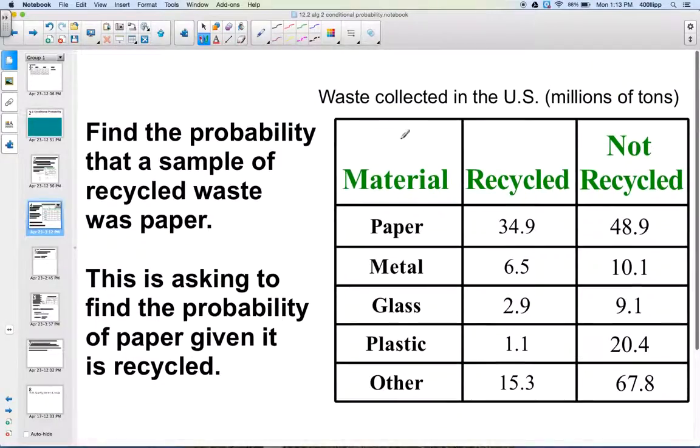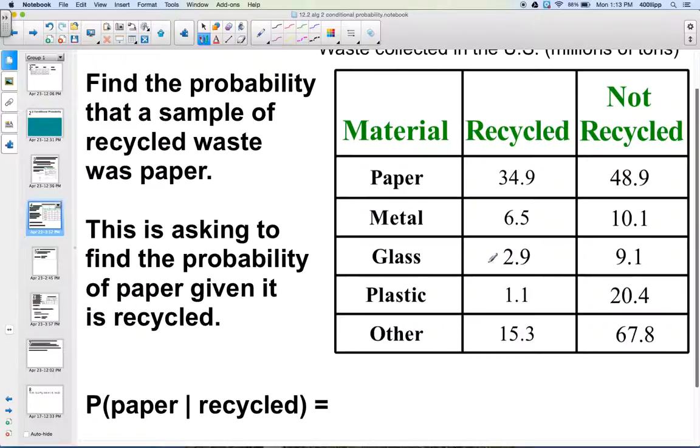Okay, let's take a look at another example. We are looking at waste collection in the U.S., and the first thing we want to look at is the probability that it is paper given it is recycled. Again, we look at where it is both paper and recycled. Here it is, 34.9. That will be in our numerator. Then we divide by the recycled, which is what's actually in the denominator here.